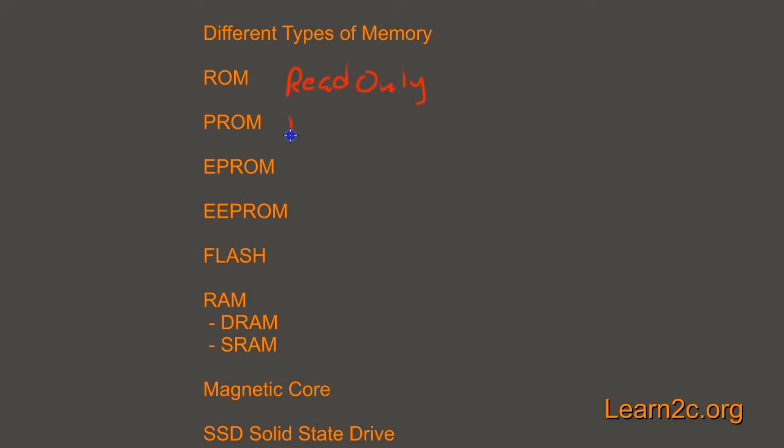There's another type known as programmable read-only memory. Programmable read-only memory is basically a read-only memory device that's blank, but we can program it one time. So we can write to it one time, set it up, store data into it. Once we've done that, we're done. We can't go back and erase it.